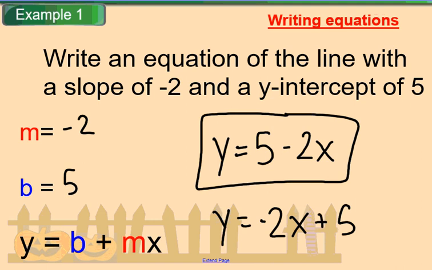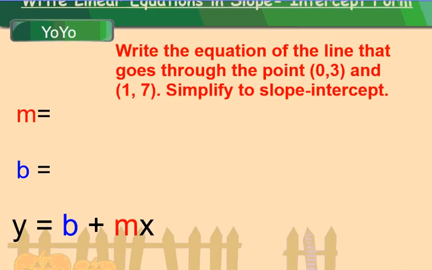So there you go. Example 1 done. And just like that, we're on our first whiteboard question. So pull out your whiteboard. This should take you all of maybe 30 seconds to a minute. Write the equation of the line that goes through the point 0, 3, and 1, 7, and then simplify to slope-intercept if you need to. Or if you're clever, you can figure it out without having to simplify from Bruin point slope.